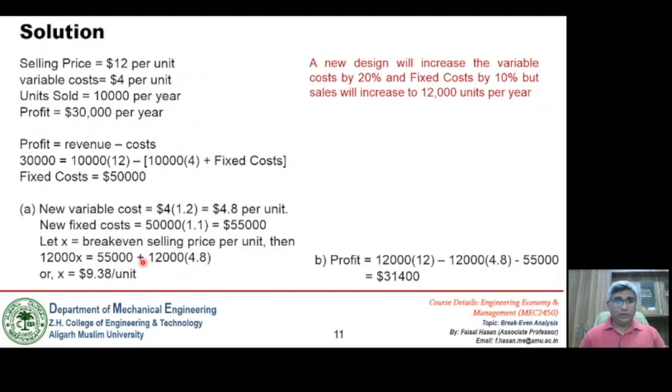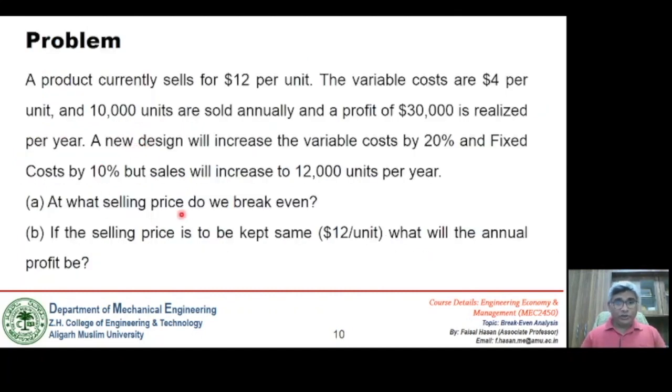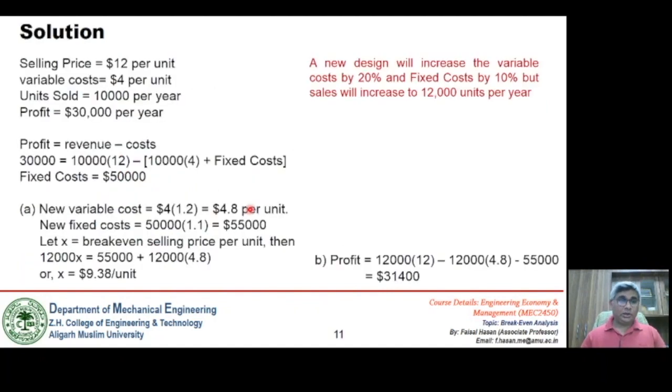$55,000, and the variable cost will be as computed. At the break-even point, what do we have? We have total revenue equal to total cost, so there is no profit. If we put the profit as zero, that means revenue equals cost, because we are asked at what selling price break-even occurs. So the total revenue generated, 12,000 multiplied by X, will be equal to the total cost.